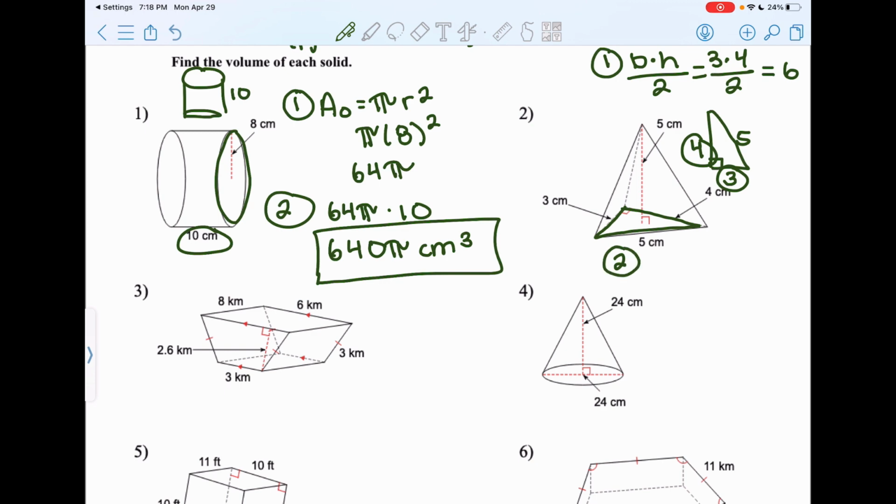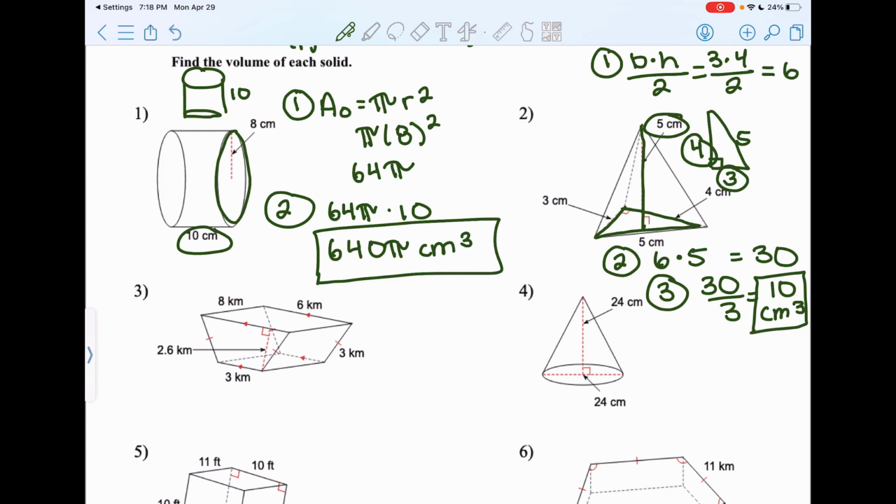Step 2 is I have to multiply the area of my base by the height, which is this line right here. So 5. And I get 30. And then step 3, because this is a pyramid, I have to divide by 3. And so I get 10 centimeters cubed for the volume of this pyramid.